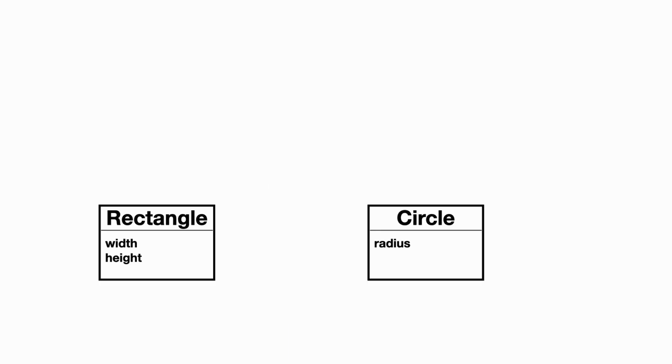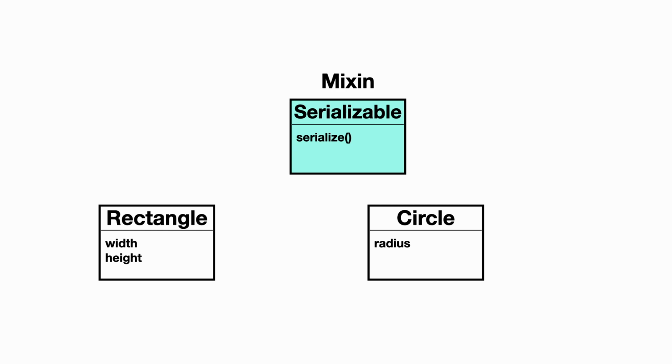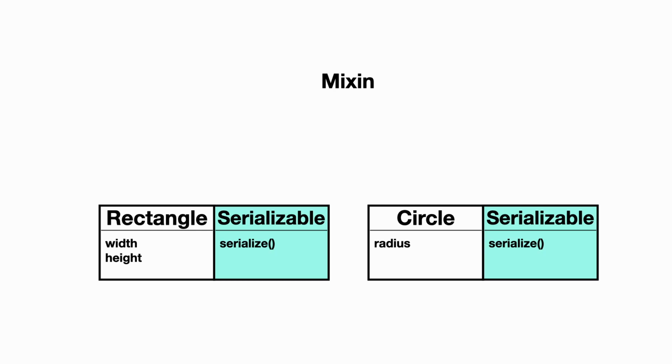Here are classes rectangle and circle again. Here is a mixin class. There is nothing special about this class, except that on its own it has no purpose. Perhaps it cannot even work on its own. It needs to be mixed in with another class. Once it gets mixed in another class, it adds functionality to that class. So how does it work?